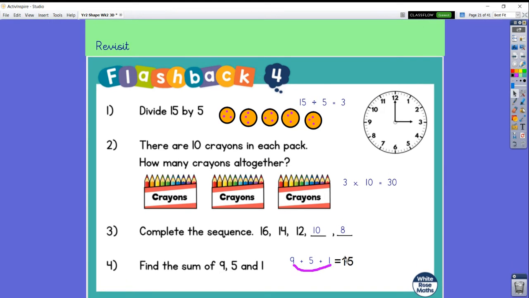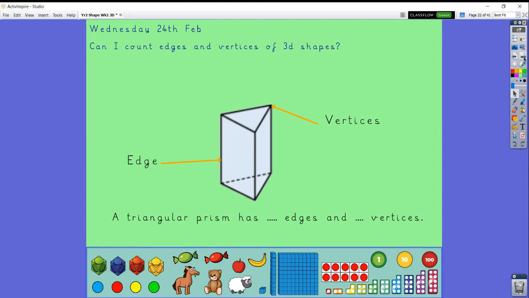So let's have a look at our learning for today. We're thinking about counting edges and vertices. So if you can remember, a vertice is a fancy word for corner. So where the edges meet creates a pointy part, that is our vertice. An edge is one of these long edges that go around our faces. Okay? So let's think about our triangular prism and count.